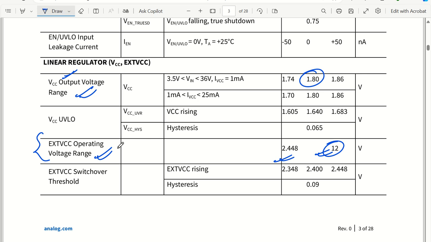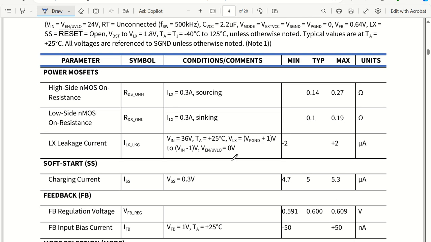I will tell you how to read this particular datasheet to understand all these parameters that I have been telling you, because I have designed several switching regulators where I understand what the pins are and what their functionalities are, and we have designed these switching regulators for many applications in our projects.